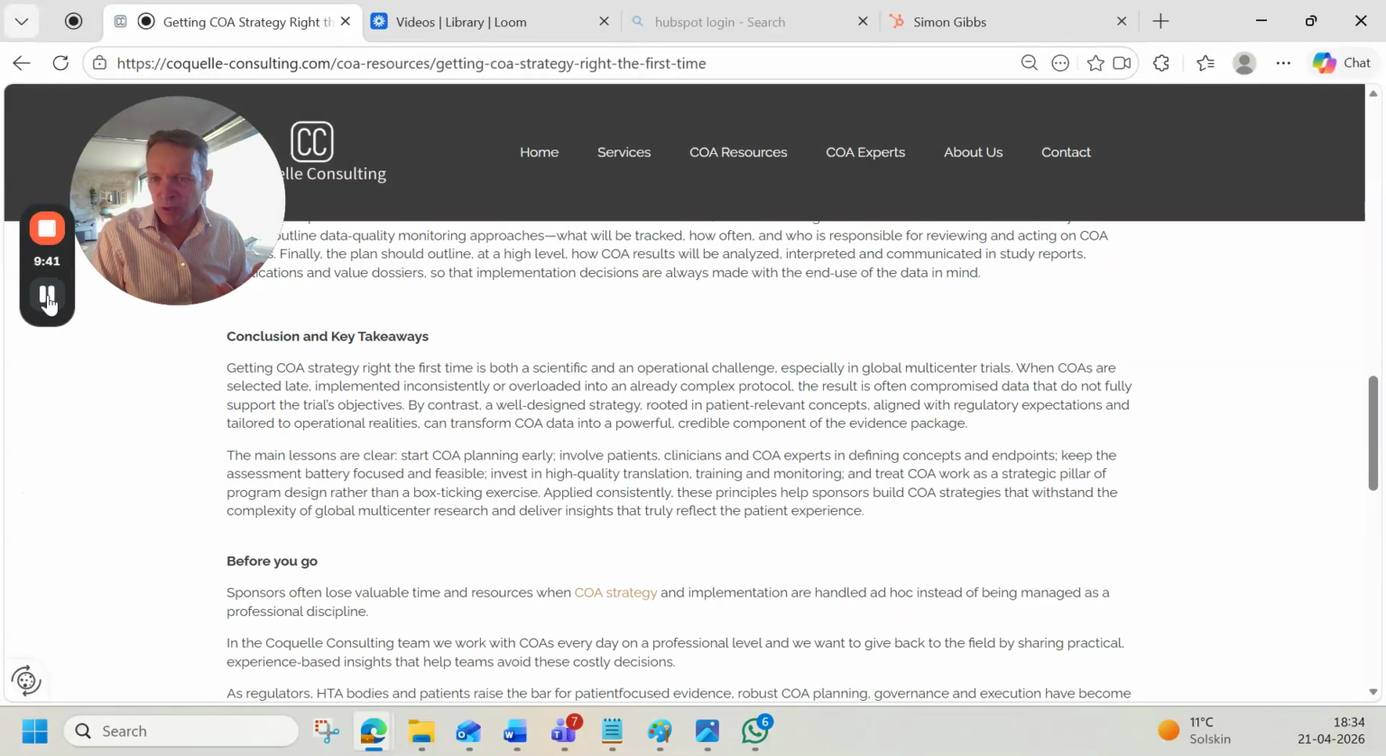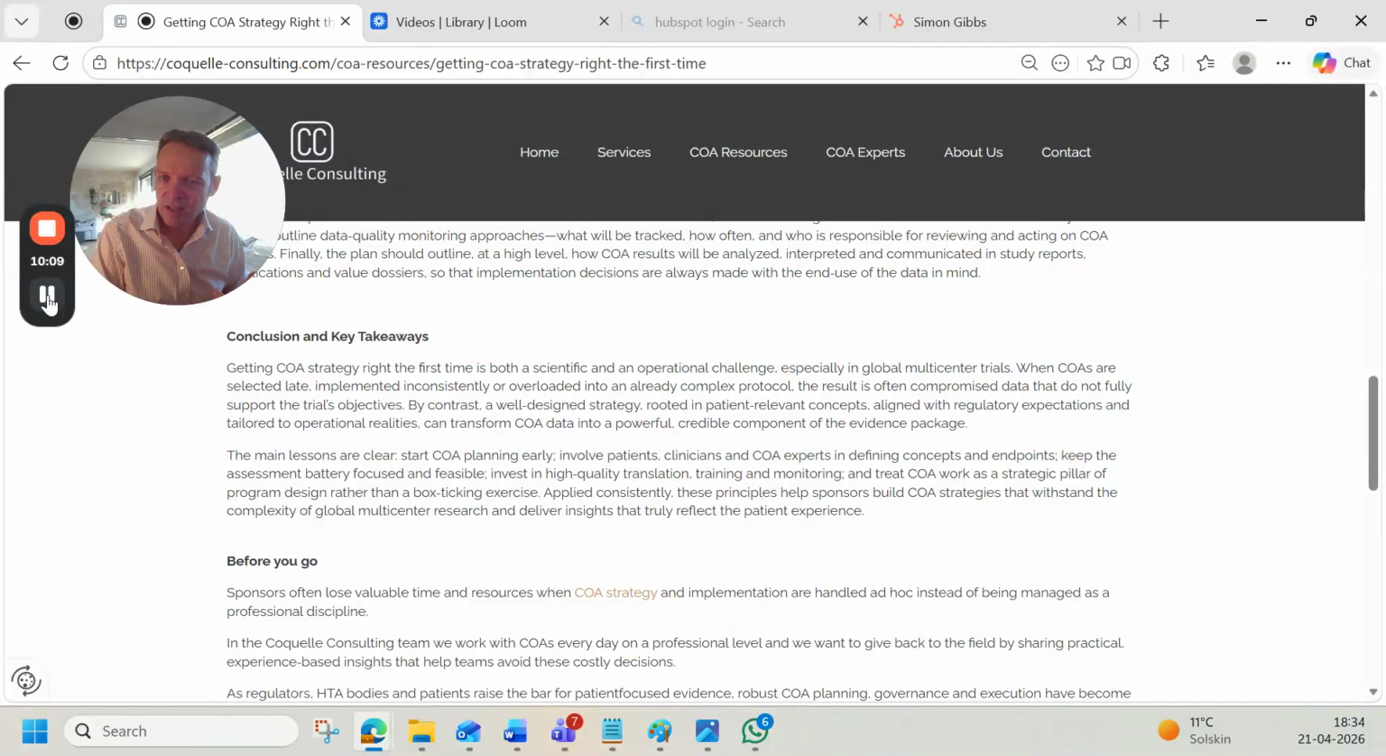So, what is the conclusion and key takeaways? Getting COA strategy right the first time is both a scientific and an operational challenge, especially in global multicenter trials. When COAs are selected late, implemented inconsistently, or overloaded into an already complex protocol, the result is often compromised data that do not fully support the trial's objectives.